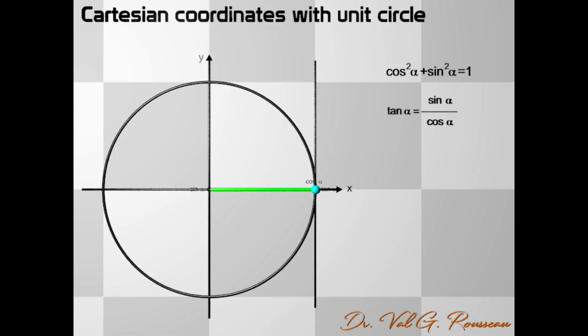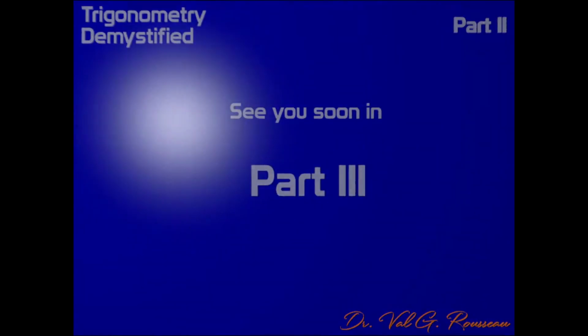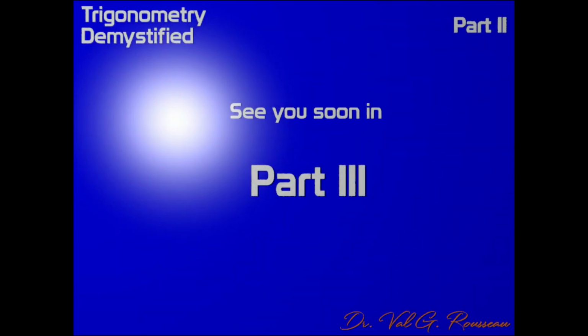To conclude this second part of our tutorial, we have seen how the values of the trigonometric functions can be determined for some particular angles. In the next part, we will see how the trigonometric functions can be calculated to arbitrary precision for any angle, and we will define 3 additional trigonometric functions.